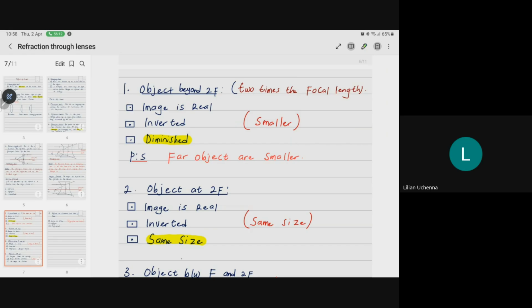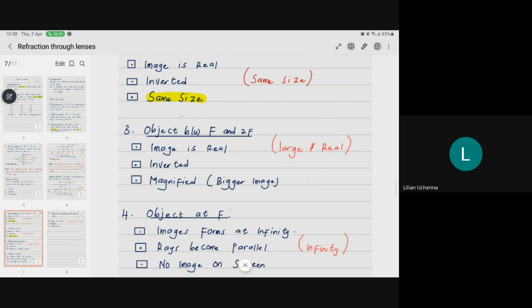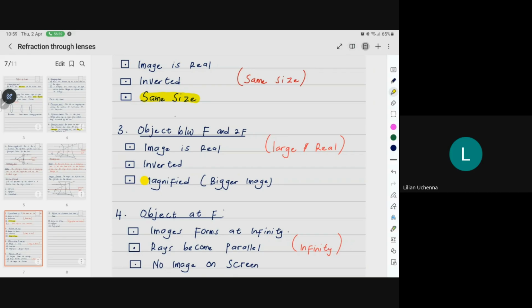Now, the next portion is when you are moving to the focus itself. 2 times the focus gave the same size. You are now moving closer to the lens, but upon moving closer, you stop at the principal focus. So the object is between f and 2f. Remember, we are drawing closer to the lens. Between f and 2f, the image gets magnified. That means it gets bigger. You have a bigger image.